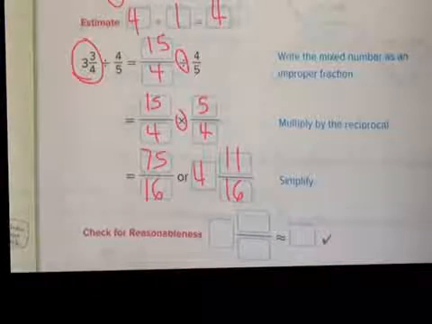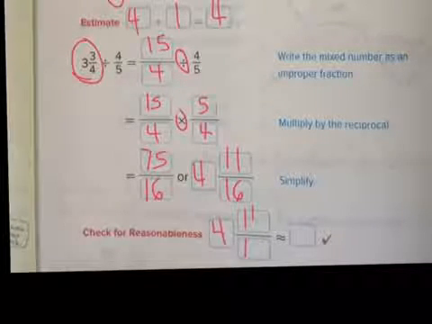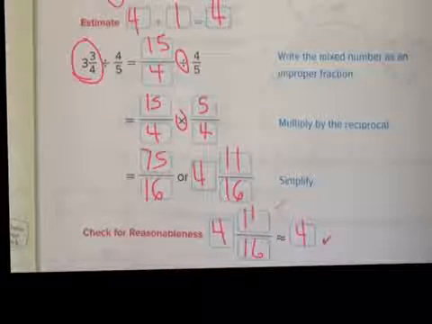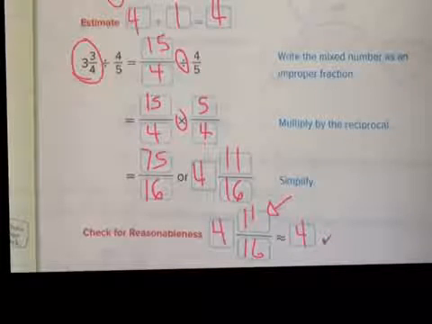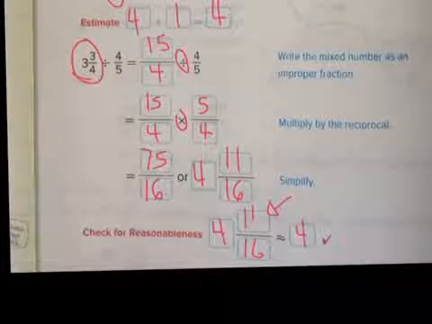And now I'm going to check with my estimate, where my answer right now is 4. 11/16 is about 4. So yes, I was not too far off. Obviously, if I were to round this, I would round it to 5, correct? To 5 wholes. But 4 was a good estimate.